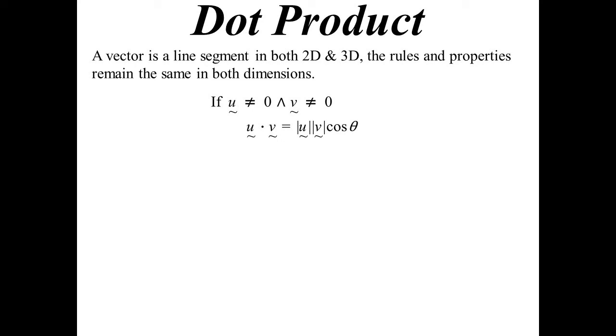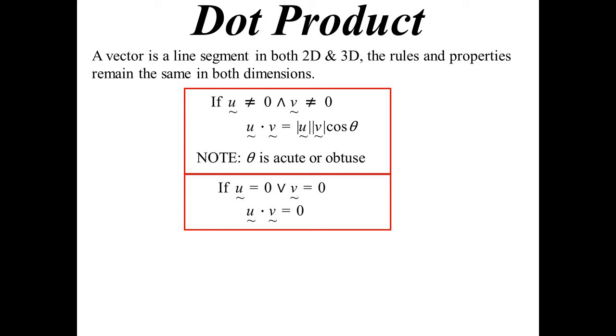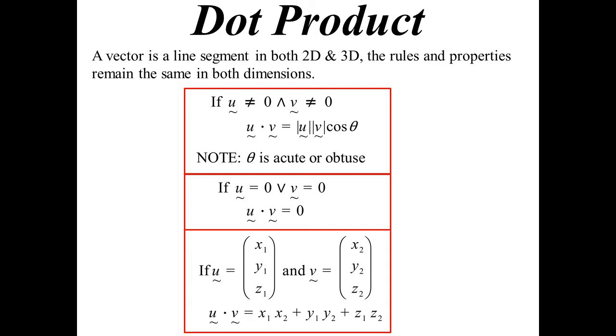Now, when you talk about 3 dimensions, the angle between the 2 vectors would be in the plane that those 2 vectors are in. And remember, theta is acute or obtuse. Now, if it does turn out that one of those is the 0 vector, so either u or v is the 0 vector, then the dot product is simply 0. So we have 2 vectors, u and v, and our dot product, we remember in 2 dimensions it was just x1 times x2 plus y1 times y2. We now extend that through to the 3rd dimension and get z1 times z2.